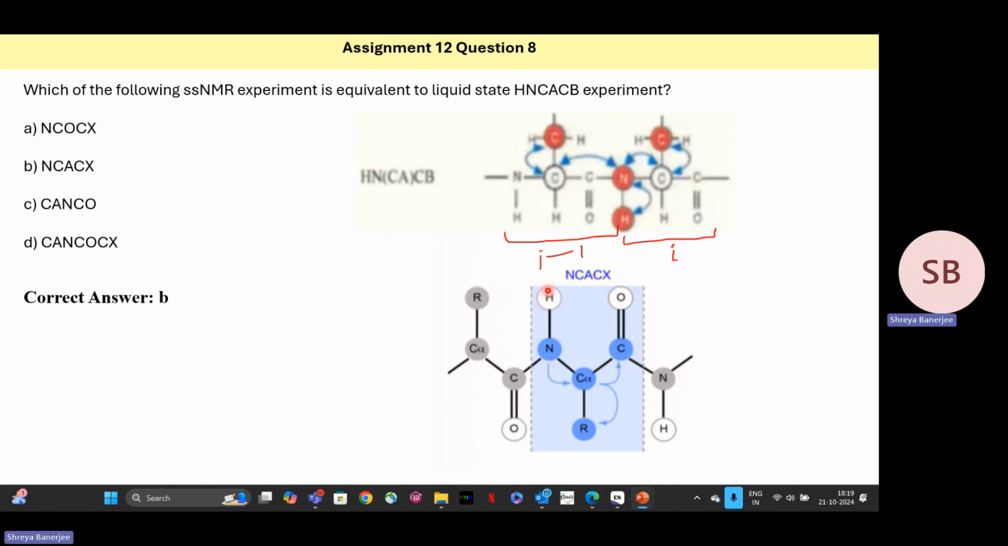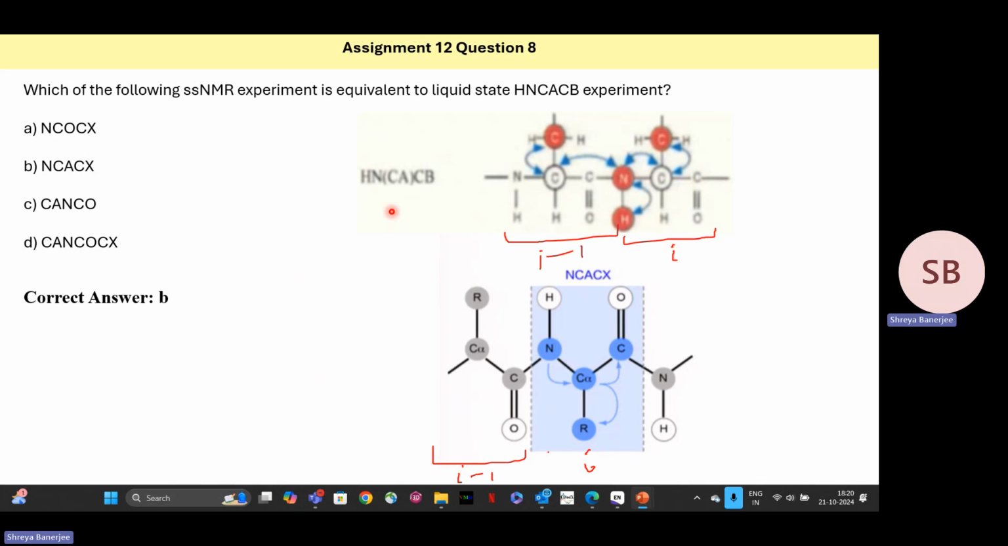We start again from the amide nitrogen, but this time we don't detect the amide nitrogen. Here again, this is your I residue and this is your I-1 residue. So in solid state NMR, the magnetization is transferred from N again to C alpha, and from C alpha it can go either to C beta or it can go to CO. So here the transfer of magnetization is slightly different. But how can we say that these are equivalent?